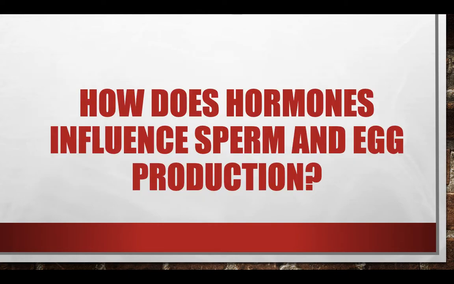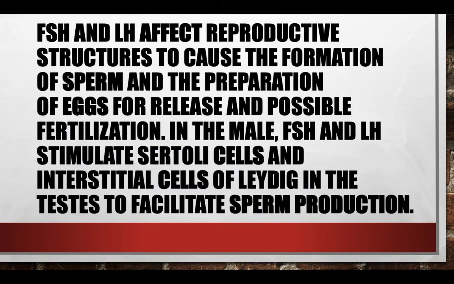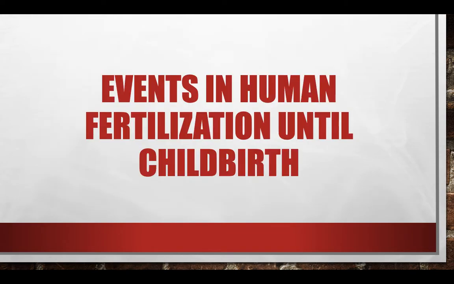How do hormones influence sperm and egg production? FSH and LH affect reproductive structures to cause the formation of sperm and the preparation of eggs for release and possible fertilization. In the male, FSH and LH stimulate Sertoli cells and interstitial cells of Leydig in the testes to facilitate sperm production. So, events in human fertilization until birth.